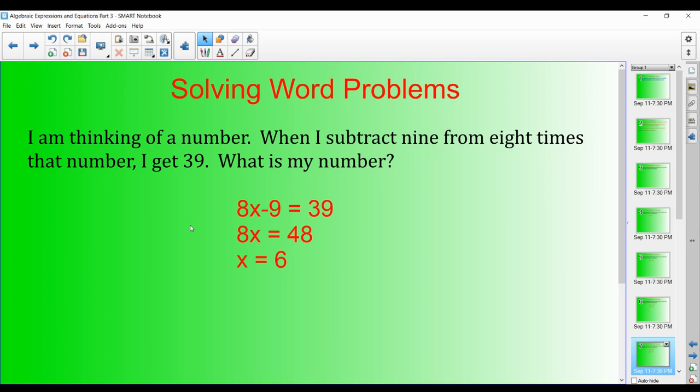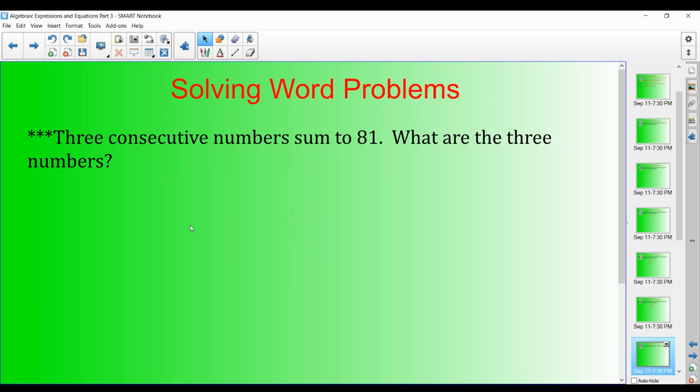Now the problems could also be more complicated, as we're about to see, where you have to set up a bigger expression. So 3 consecutive numbers add up to 81. What are the 3 numbers? Now I can do this by guess and check and say, well, 1 plus 2 plus 3 is 6. 10 plus 11 plus 12 is 33. And I could keep guessing, guessing, guessing, or we could set up an equation to do this.